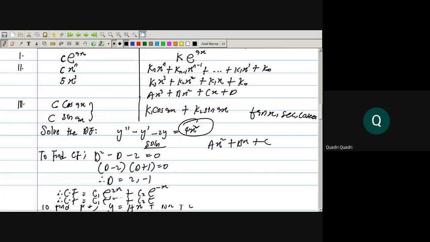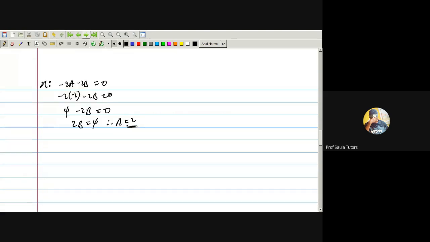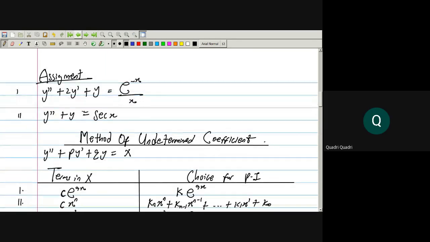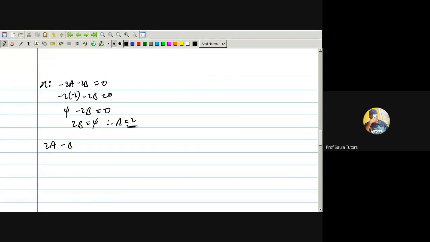So lastly, let's compare the constant term: 2a minus b minus 2c equals 0. My a is minus 2 and my b is 2. So this is minus 4 minus 2 minus 2c equals 0, so minus 6 equals 2c. Therefore, c equals what? Minus 3. Do you see that?